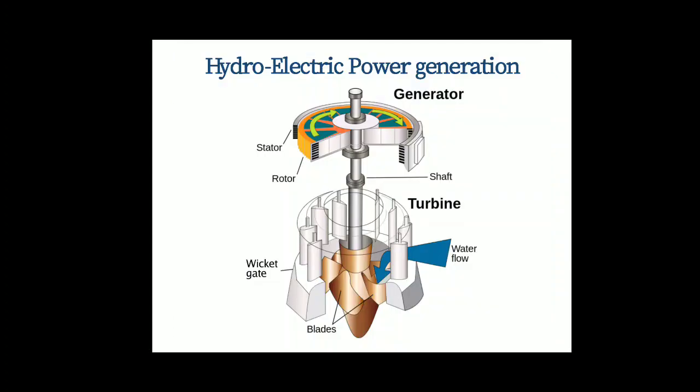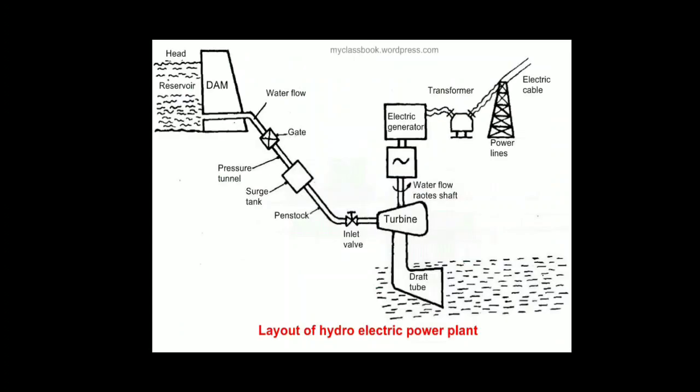Now this is the hydroelectric power generation from the turbine to the generator. The generator will produce electrical energy, and thereby we can distribute this to the corresponding location. So this is what is called hydroelectric power generation. Now this is the layout of a hydroelectric power plant. From the reservoir through a dam, water is conveyed through a penstock with some valves to regulate the flow, which in turn rotates the turbine.